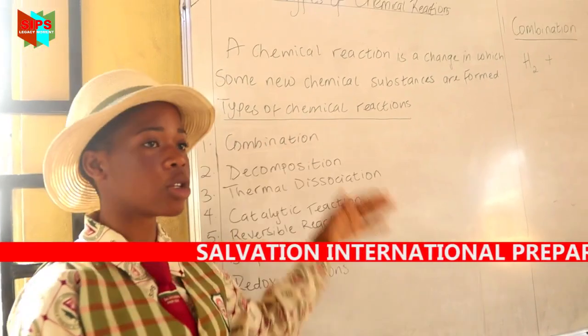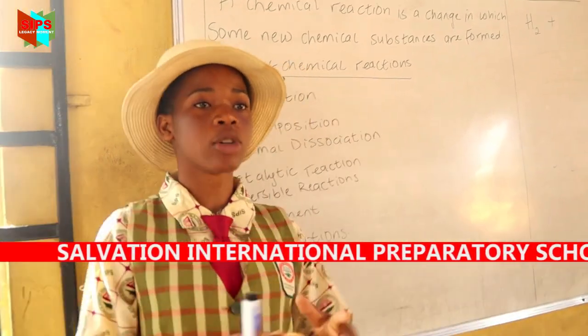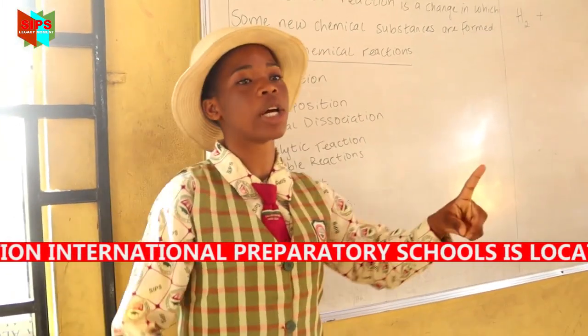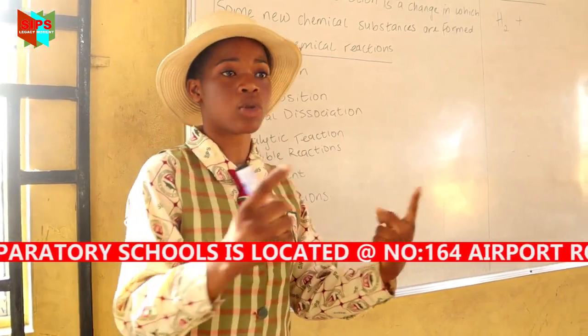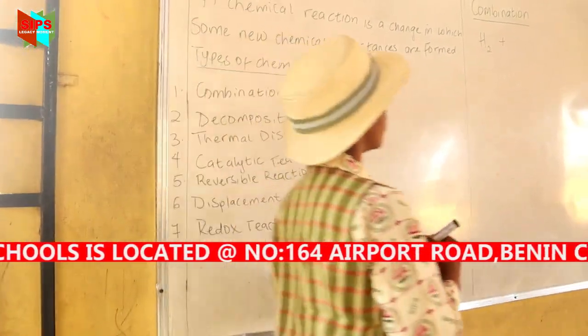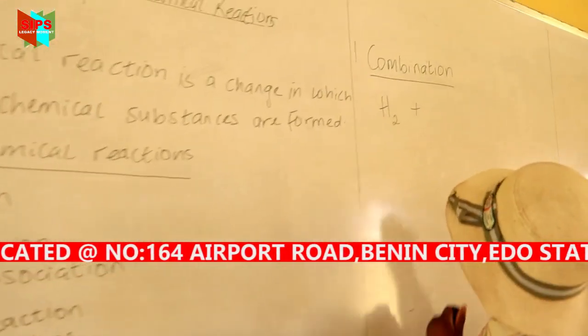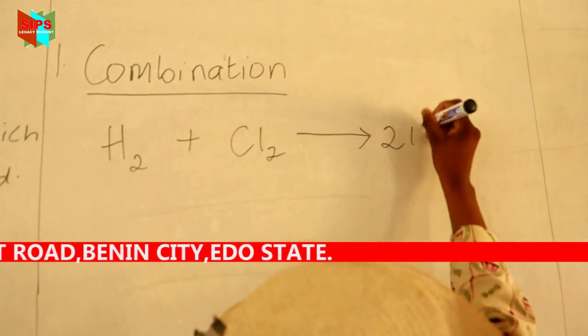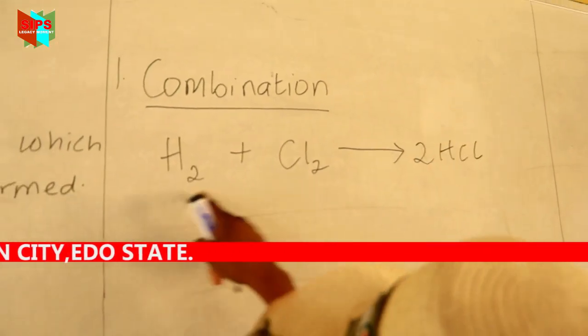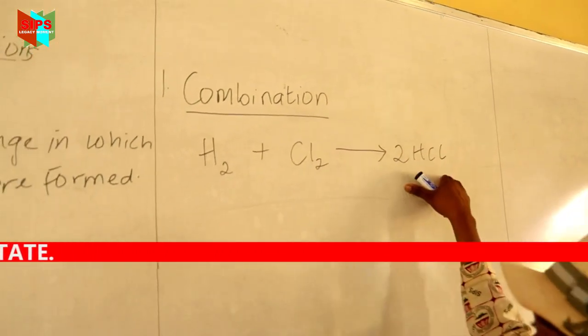Firstly, what is a combination reaction? From the name, combination reaction implies that one substance combines with another substance to form a given substance. That is, 1 plus 1 gives you a given product. For example, the combination of hydrogen gas and chlorine gas will give you hydrogen chloride gas. This implies one substance combines with another substance to form a given substance.